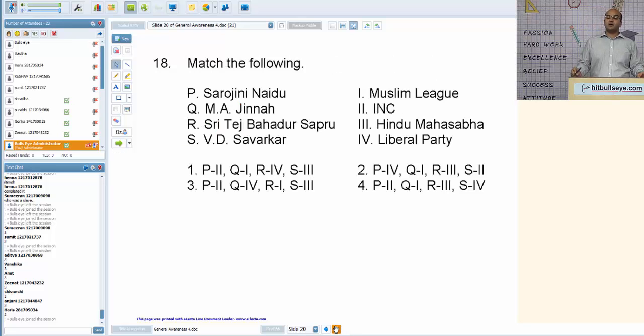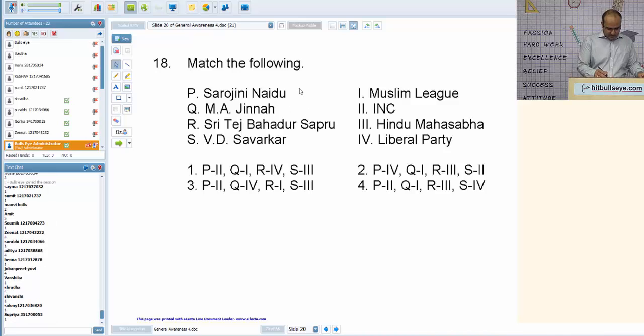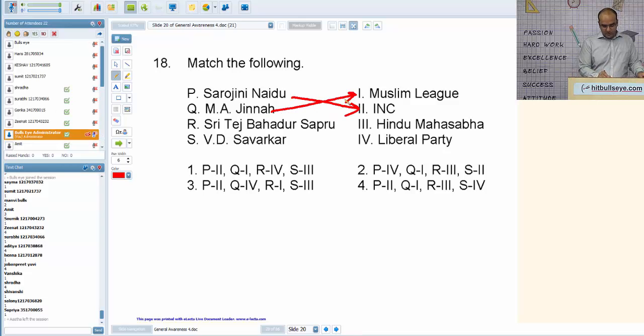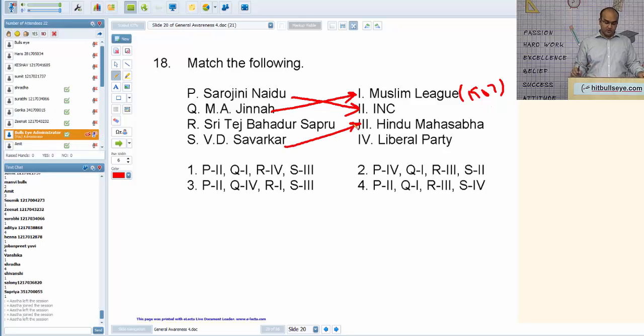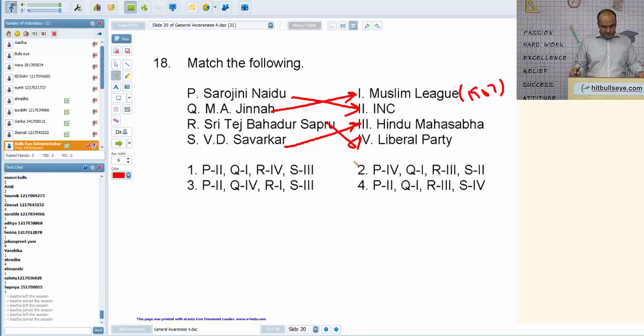Match the following political personalities with their respective political parties. So let's complete this exercise. P, of course, Sarojini Naidu was from the Indian National Congress. Q, definitely Muhammad Ali Jinnah was the founder of the Muslim League, which he founded in 1907. V.D. Savarkar, of course, we all know is a great Hindu leader. And then Tej Bahadur Sapru was from the Liberal Party.